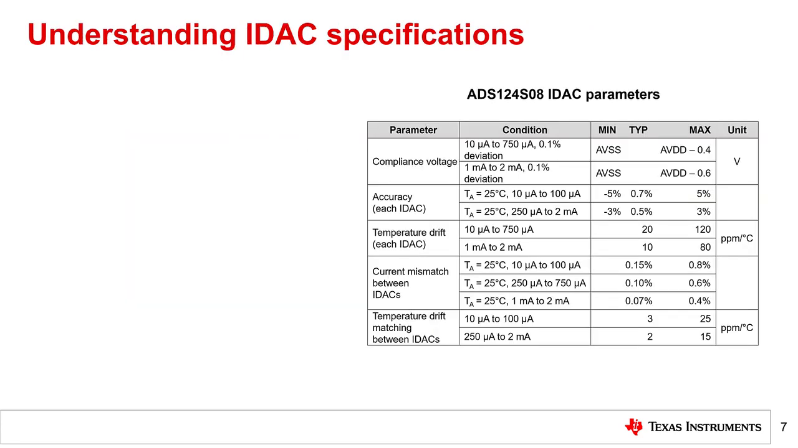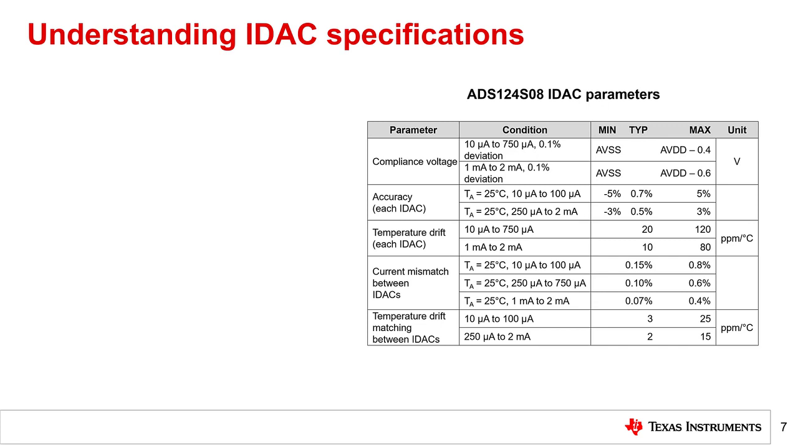Shown here are the specifications for the IDACs that are integrated into the ADS124SO8. This 24-bit low-power Delta Sigma ADC was used in previous Precision Labs modules because it integrates many features that simplify RTD measurements. One such feature is dual-matched IDACs.